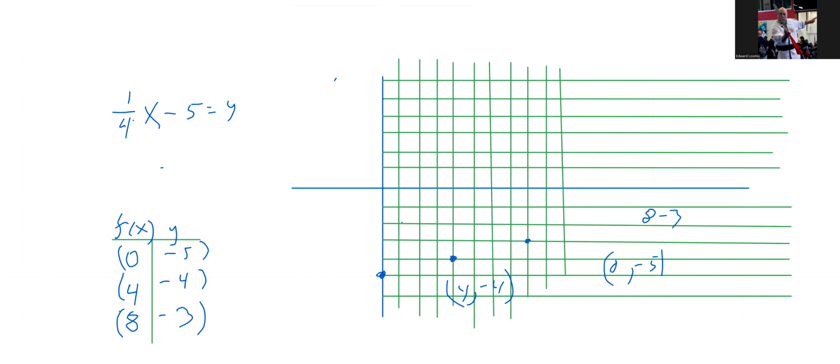Let's draw our line. And let's write our equation. 1/4 x minus 5 is y. And if we look at this, this is going up because the number in front of the x is positive. That will give me a positive slope.